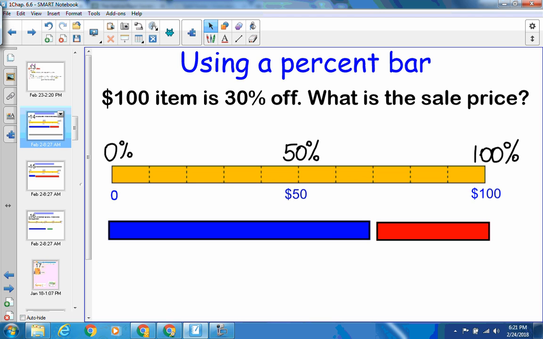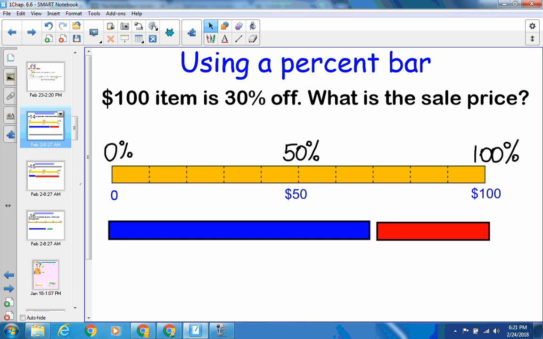So here's our first example with a percent bar. So it's a $100 item that's 30% off. So we're finding the sale price. If you look at our percent bars, they always go from 0% up to 100%. And in this case, because the 100% of the item is $100, that's what 100% is. So this one is a pretty easy one to calculate.